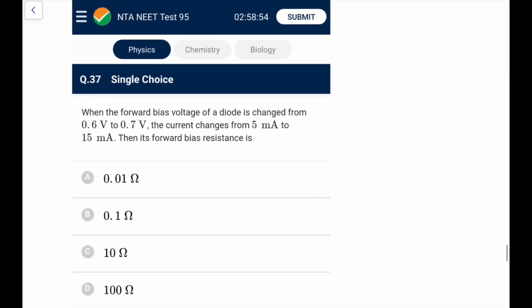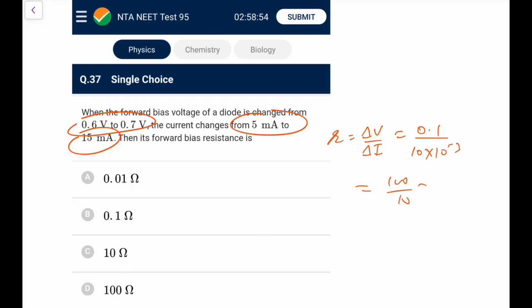Next one. When the forward bias voltage of a diode is changed from 0.6 to 0.7, current changes from 5 to 15, then resistance, you know, is delta V by delta I. So 0.1, and this changes by 10 into 10 to the power minus 3. So it is 100 by 10, that is 10 ohms is the forward bias resistance here.